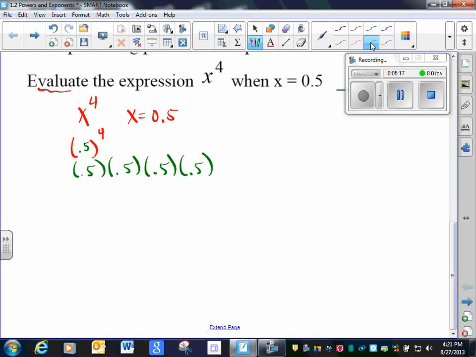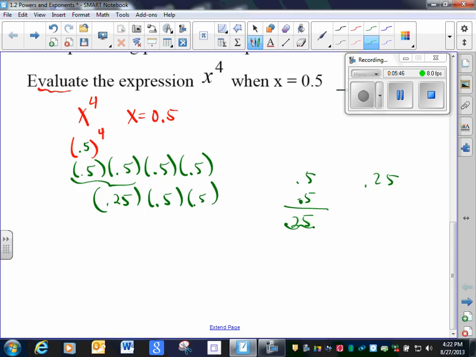I'll get you started and then I'm going to let you finish it up. So 0.5 times 0.5, there's the first two. 5 times 5 is 25, and I need 2 decimal places. So here's where I'm starting, 1, 2. So now I'm at 0.25 for this product. Now I need to multiply him 2 more times.